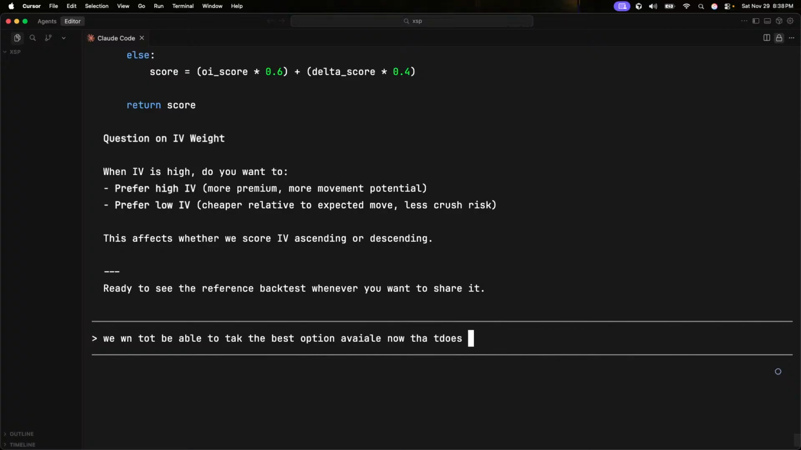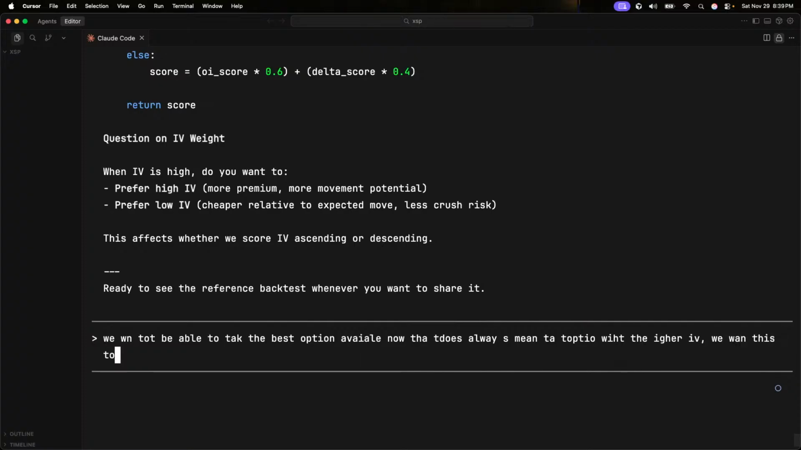Now, that doesn't always mean the options with the higher IV. We want this to be data and signal driven. So let's make sure there is no bias, and this can work automatedly without issues. Make sense?